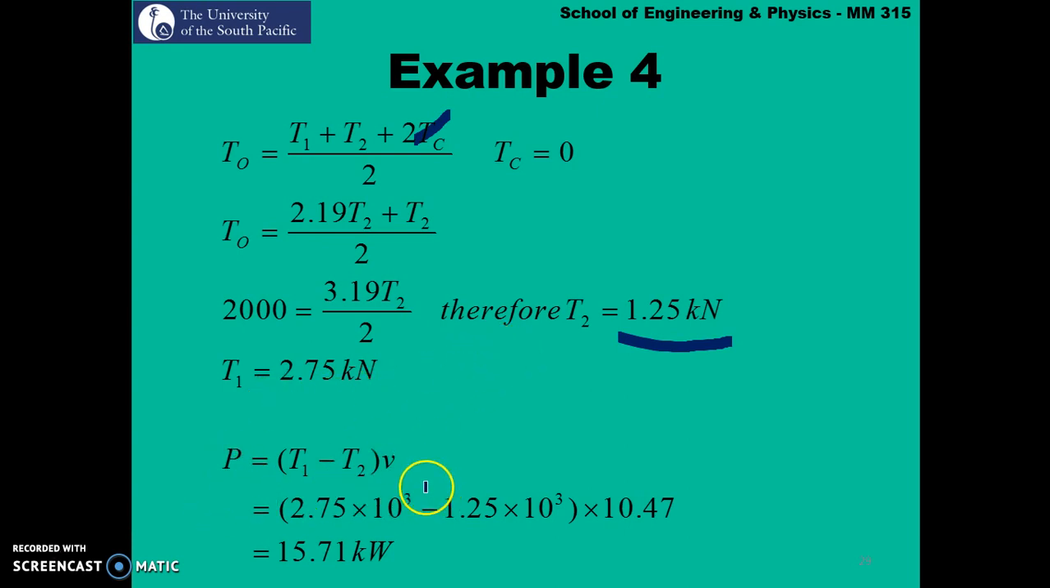Now we know T1 and T2. The power is simply given by (T1 minus T2) times the linear velocity. T1 was 2.75 kilonewton and T2 was 1.25 kilonewton. Multiplied by the linear velocity, we get the power that can be transmitted by this belt to be equal to 15.71 kilowatt.